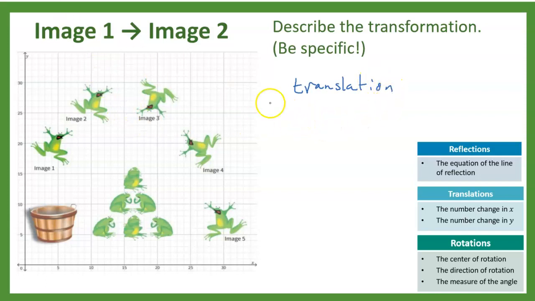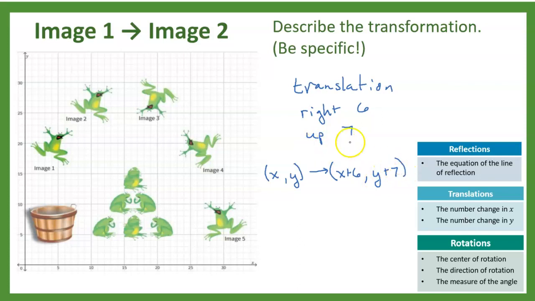And we said we went up. Well, we went right first, right? We went right 6 and up 7. And we can just describe it that way. That's enough. We did have this more formal syntax that we have used, that you are welcome to use, where we say x and y go to x plus 6, right? That's the same thing as right 6. And y plus 7. That's the same thing as up 7. So either of those descriptions would be just fine, just as long as we specify it is a translation.